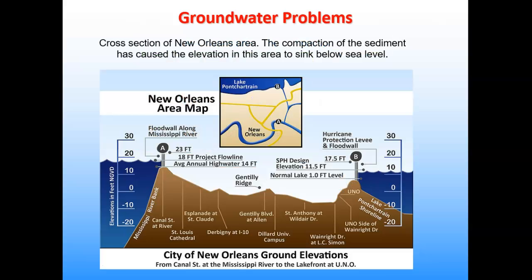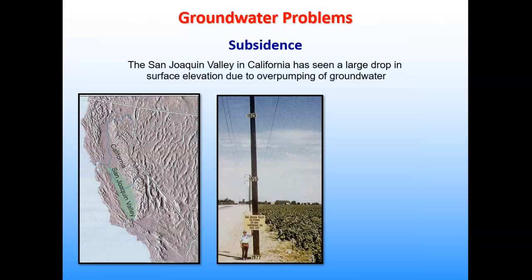That's another problem. If we were to look at a cross-section, you can see that this is the Mississippi River up here, elevation. This is a lake. Oh, here's New Orleans. It is below sea level. So this is all sinking for a variety of reasons, but certainly one of those is that we're pulling water out and causing the sediment to compact.